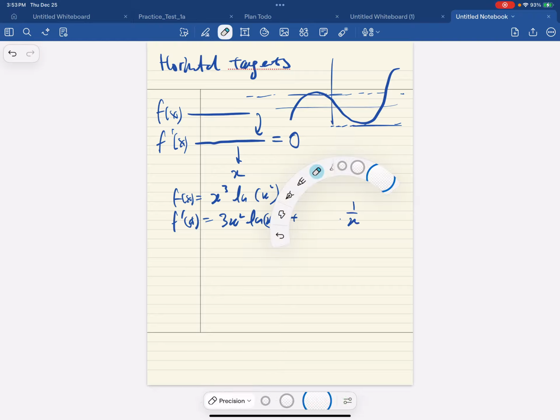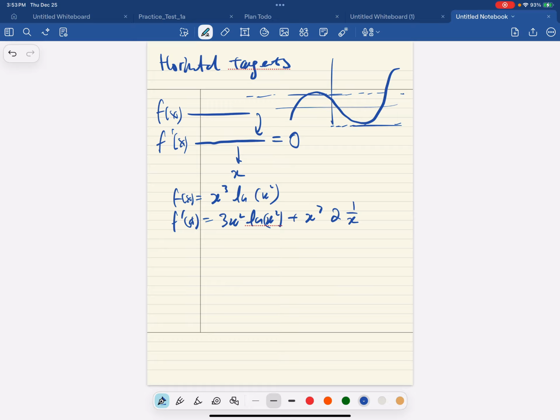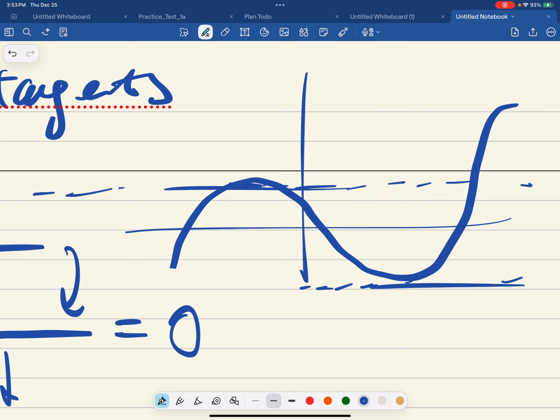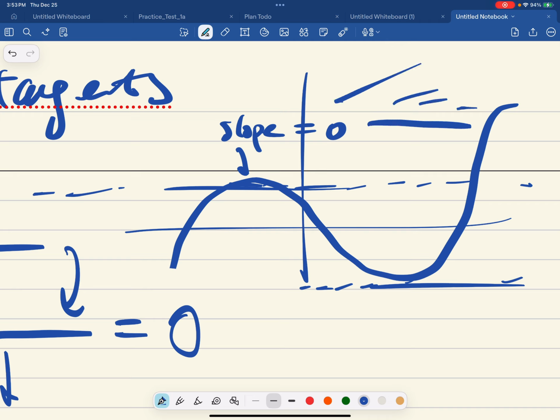What x is for it to become 0. Because we're setting it to 0. We're setting it to 0 because the slope at a horizontal tangent is 0. Because this is the incline, and if the incline gets smaller and smaller and turns into a straight line, well, that incline is at 0.